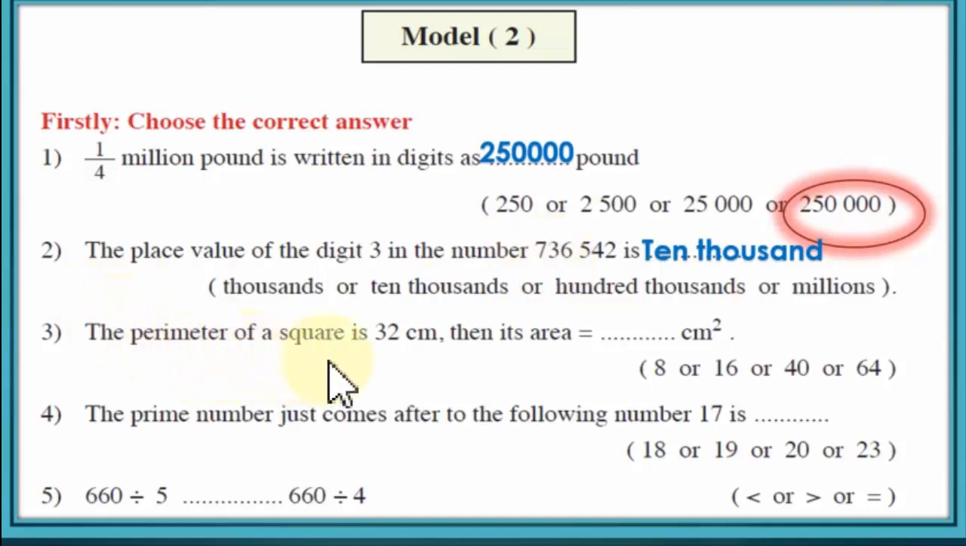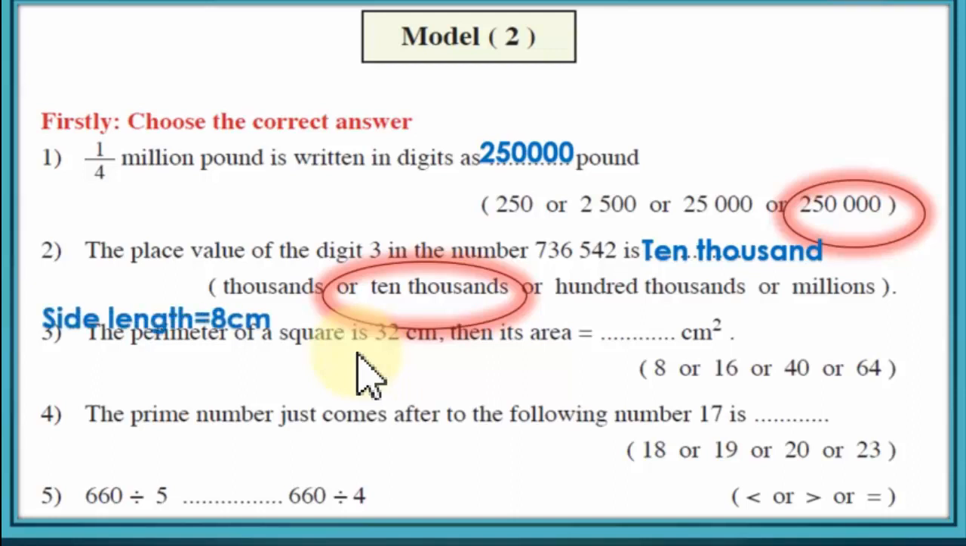The perimeter of a square is 32 centimeters. Then its area equals, we must at first calculate its side length. The side length of the square equals 32 divided by 4. 32 divided by 4 equals 8 centimeters. So the area of this square equals 8 times 8, which is 64 centimeters squared. The prime number that comes just after the number 17 is 19.